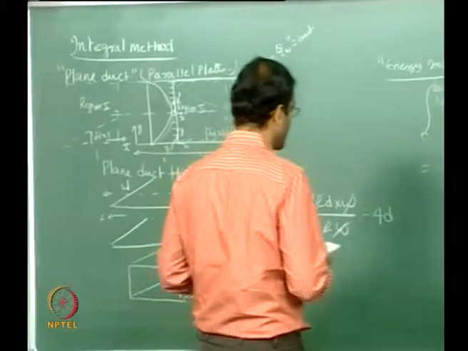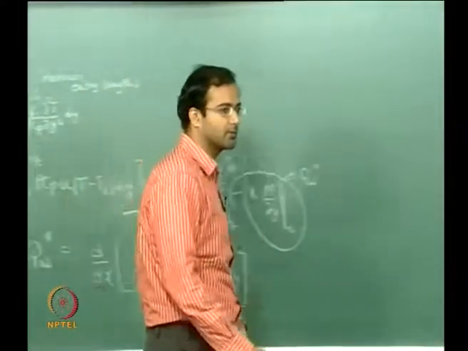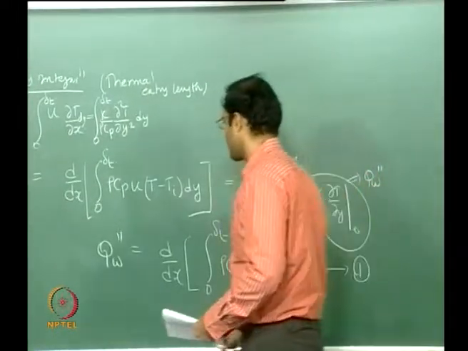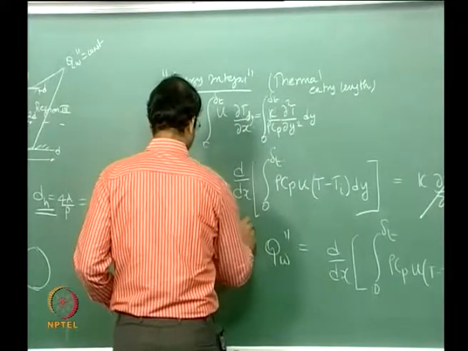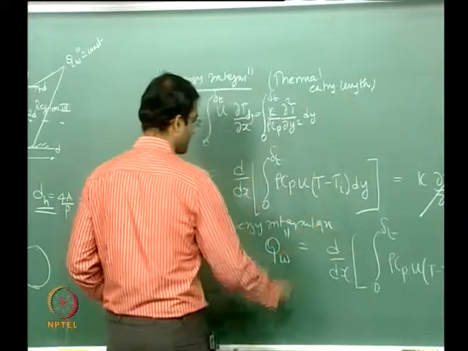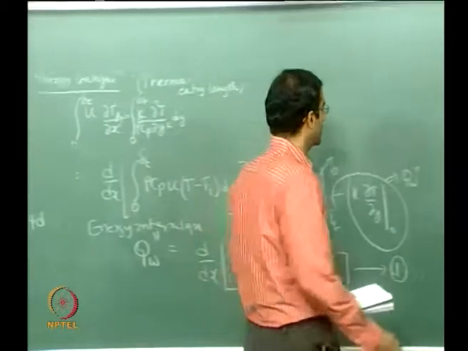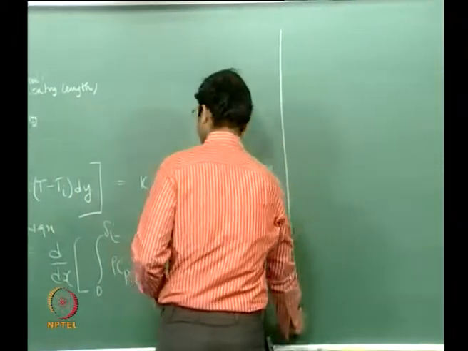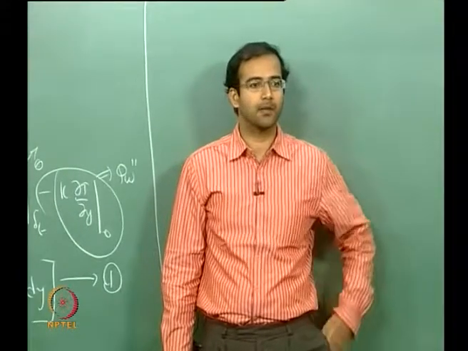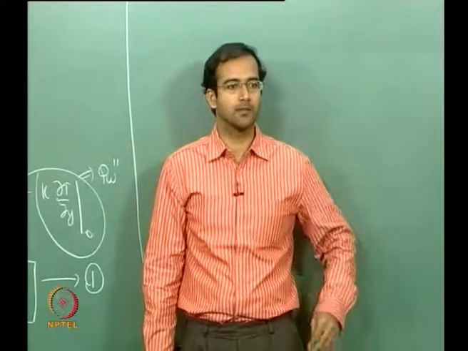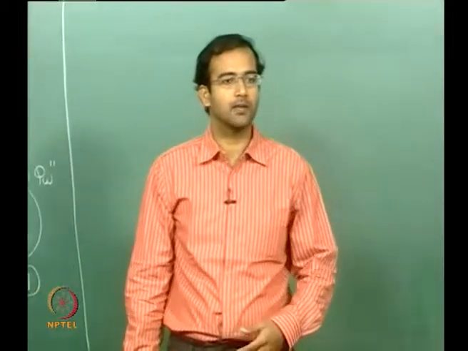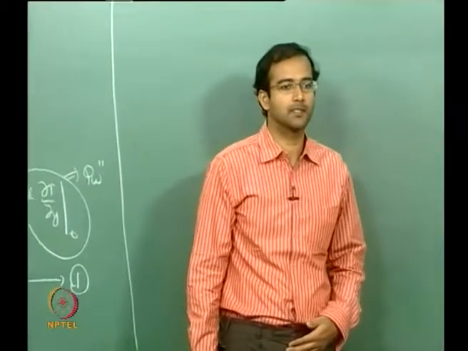integral 0 to delta t rho Cp into u... So now what do we need to do? We have the energy integral equation, we will call this number 1. This is my energy integral equation. So how do I proceed from here? In the integral methods, where is the approximation? So far there is no approximation made. This is called an approximate method. Why? We have to assume a profile now. That is where the approximation comes.